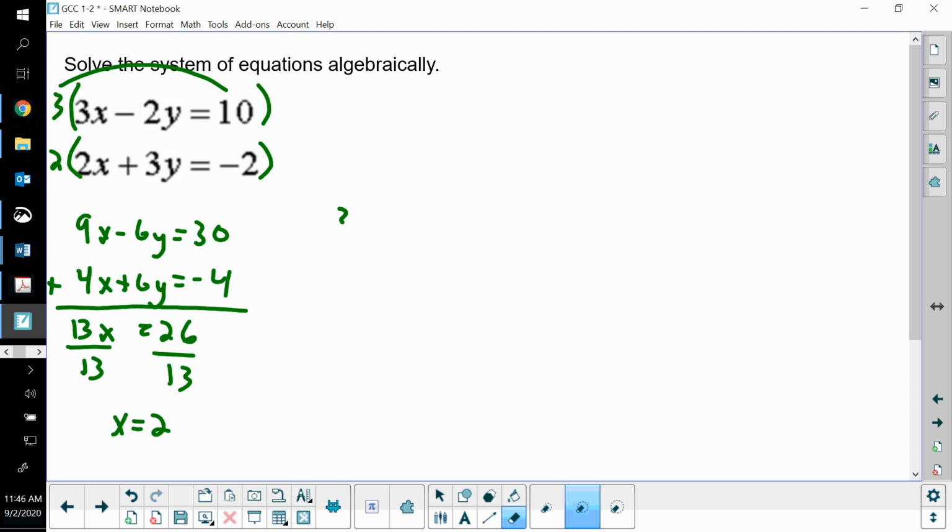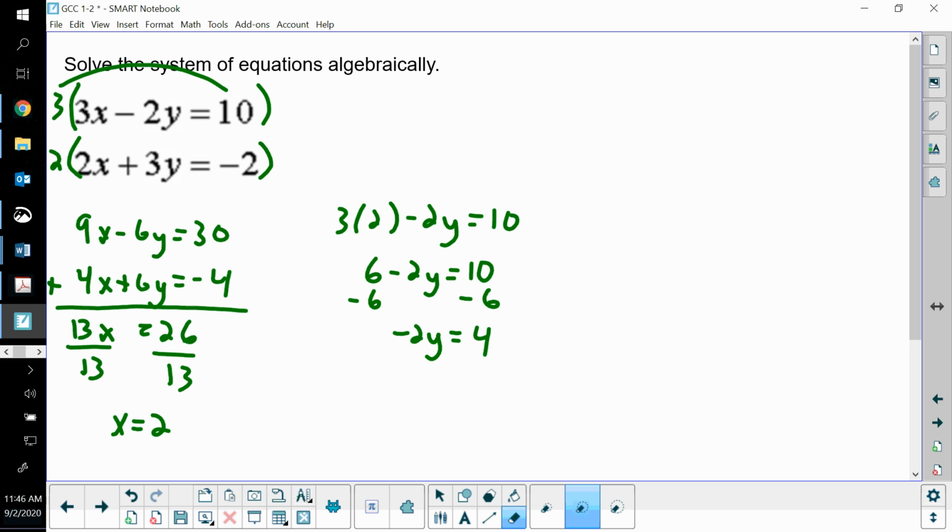Maybe we'll sub into the top equation. So that's 3 times 2 minus 2y equals 10. 6 minus 2y equals 10. We can subtract 6 on both sides to start to work to get the variable by itself. And then the opposite of multiplication would be doing division. So that'll give us y equals negative 2. Meaning our solution, the point where those two graphs would intersect, is 2, negative 2.